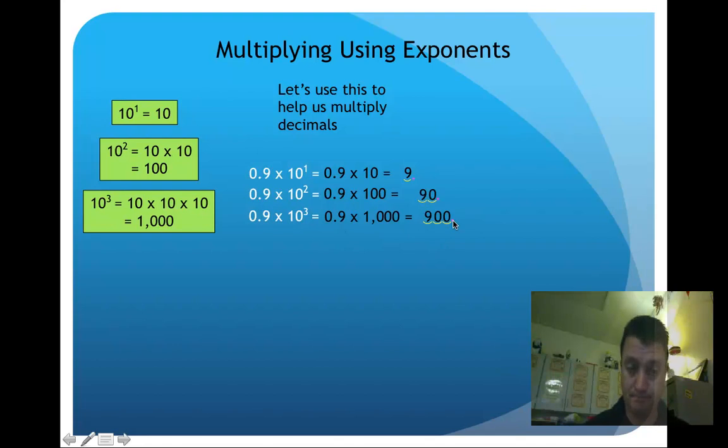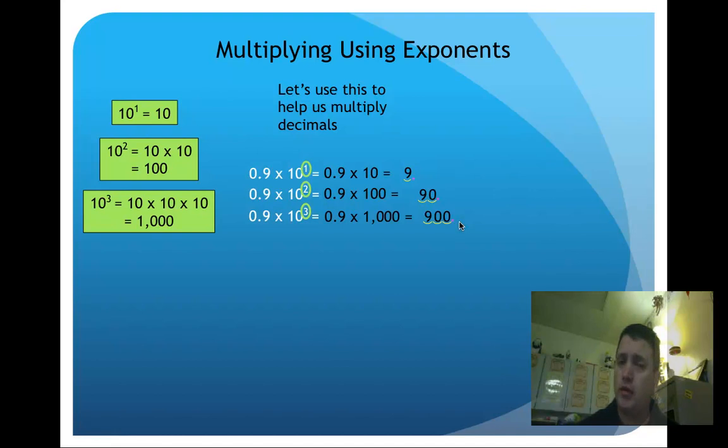Now check this out. Look here, I got 10 to the first power. That first power just tells us we move our decimal place one time. When I go to 10 to the second power, that exponent up there tells me I move my decimal point 2 times. When I go to 10 to the third power, that tells me I move my decimal point 3 times. Guess what I would do if it was 10 to the fourth power? I'd move it 4 times.